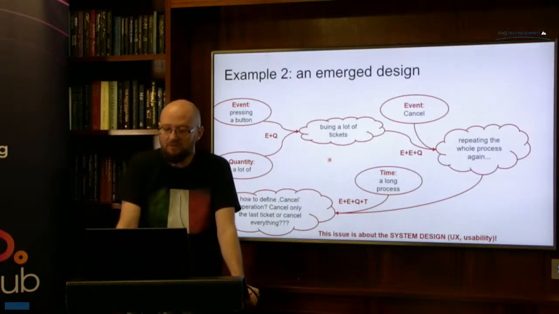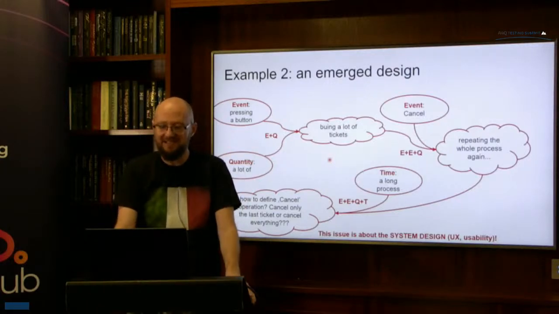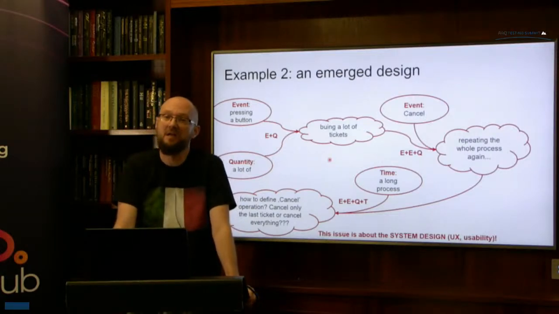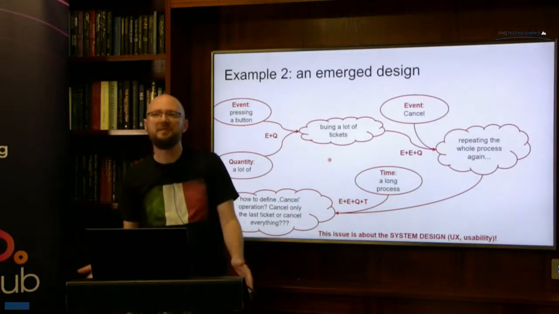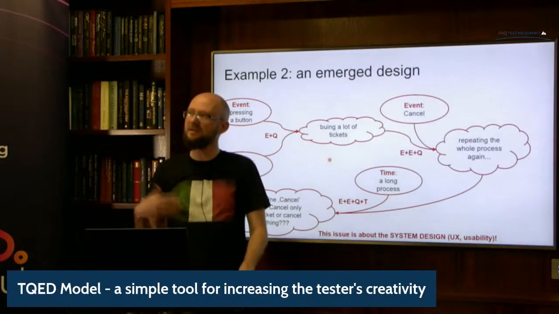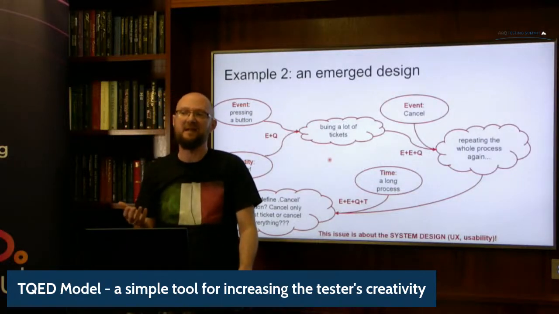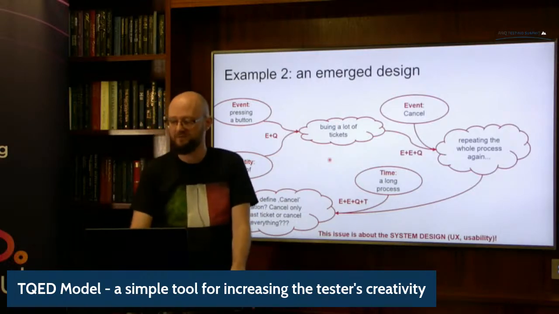Should it cancel only the last ticket we wanted to buy, so reduce the number of tickets by 1, or should it cancel the whole operation? That's not a trivial question in this case, because it's an issue about the system design. We can't really answer easily this question. So this is an example which shows that this method can give us some clues about software design, not only about testing the system that is ready for use.